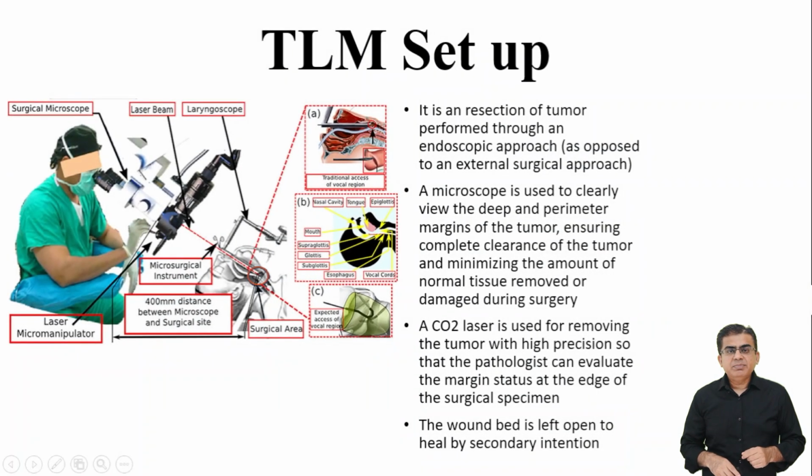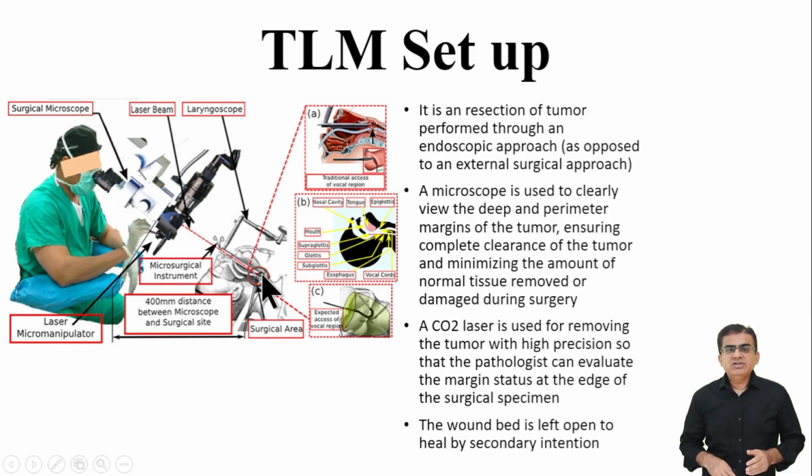This is the surgical setup in the operating room. As you can see in the picture, the surgeon sits comfortably. He looks directly through a high-powered surgical microscope. This microscope is attached to a laser micromanipulator. With this setup, the surgeons control the laser beam using a joystick. The laser beam travels straight down a rigid laryngoscope. This scope goes through the mouth and nicely exposes the vocal cords.